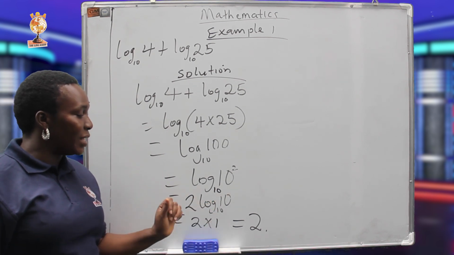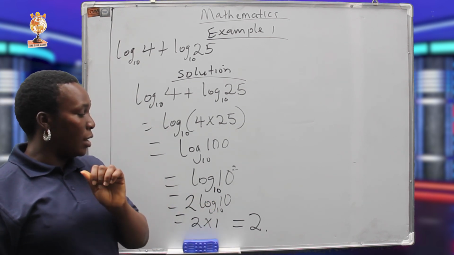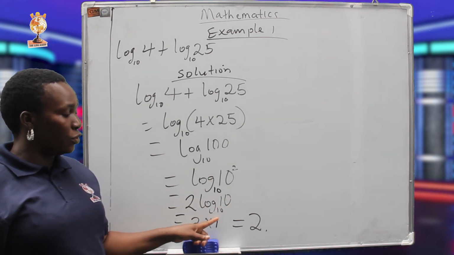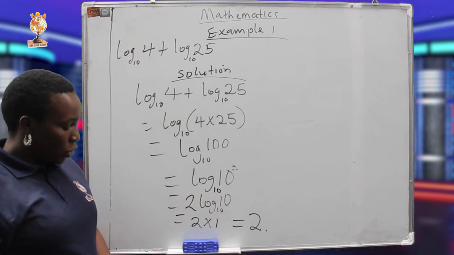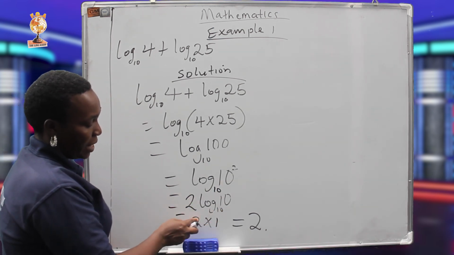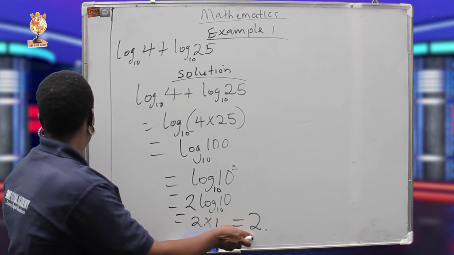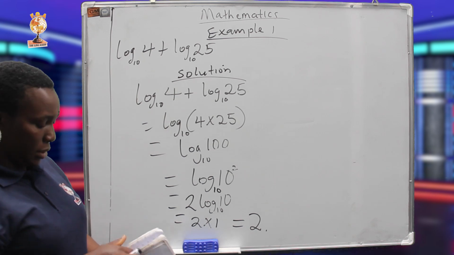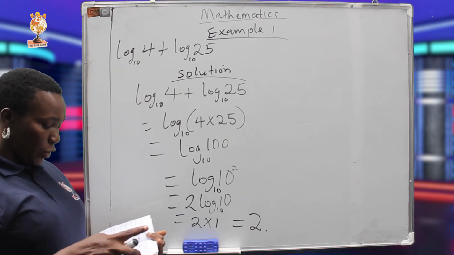And this log 10 base 10 is also a law that says the logarithm of its own base is equal to what? 1. So the whole of this log 10 base 10 has turned to 1, multiplied by the 2. 2 times 1, our answer is 2. Okay, so this is example 1. Now let's take example 2.